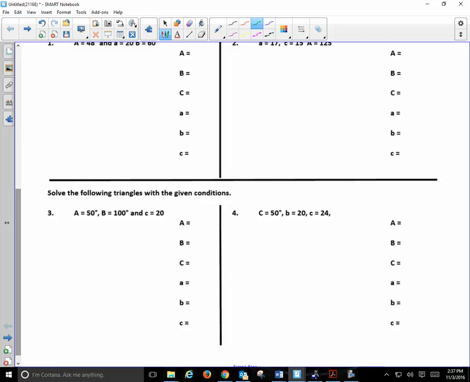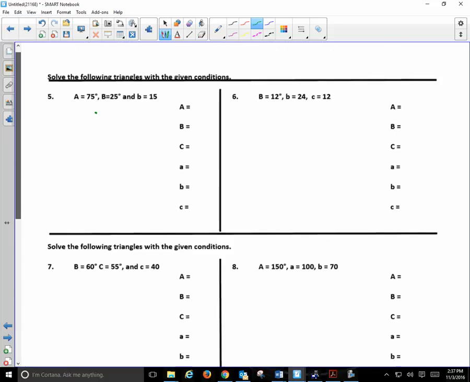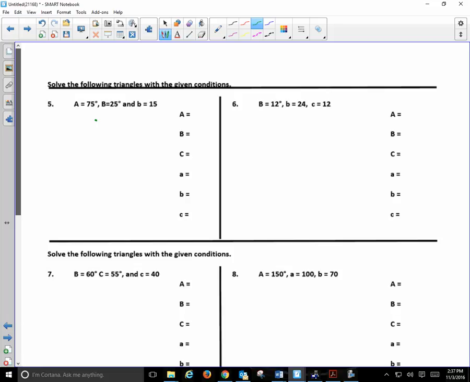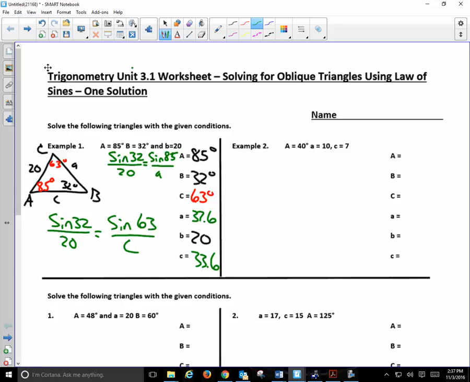Do problems 1, 3, 5, 7, and 9. And tomorrow, I'm going to show you how to do the even problems. We all good? What's different about these is you are only given one angle and two sides. So we're going to talk about that, and we got to refer to a flow chart.